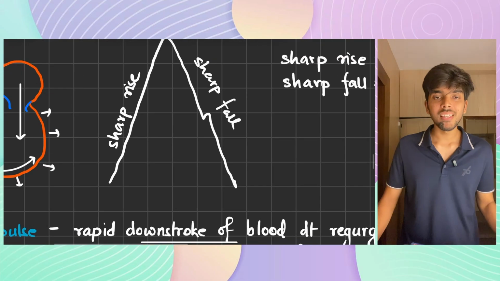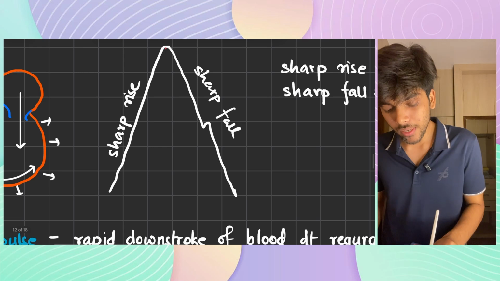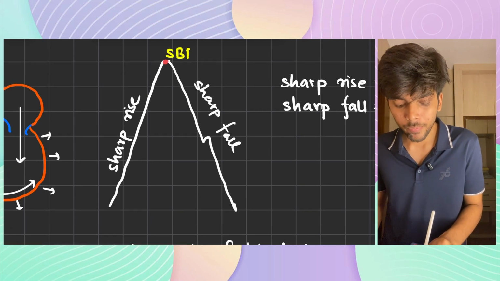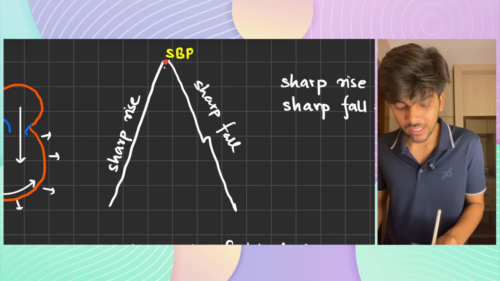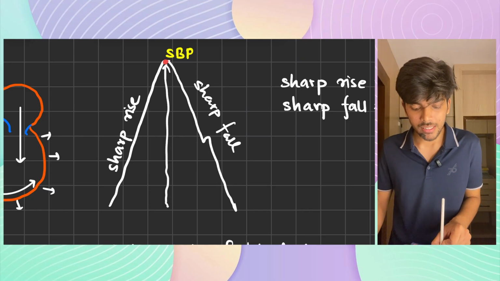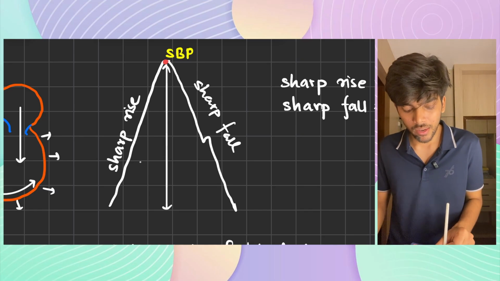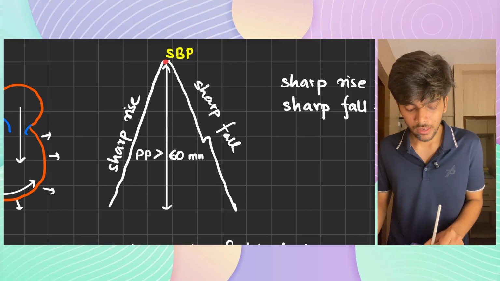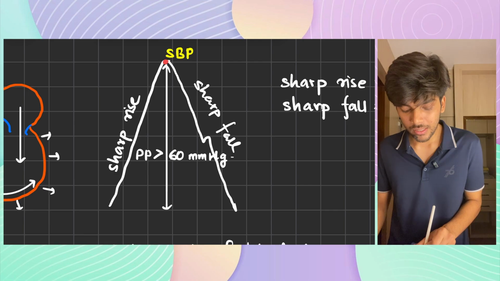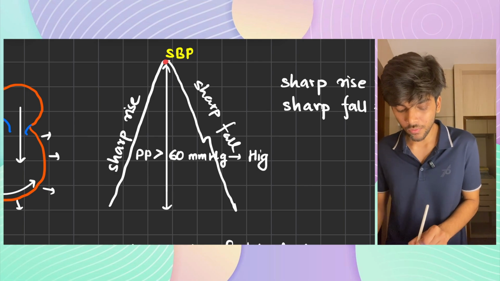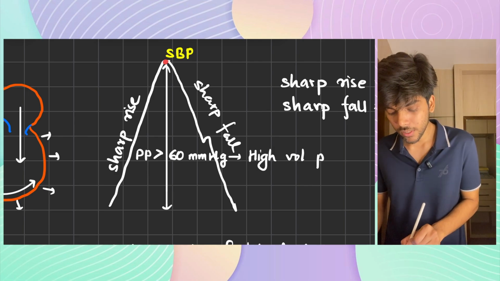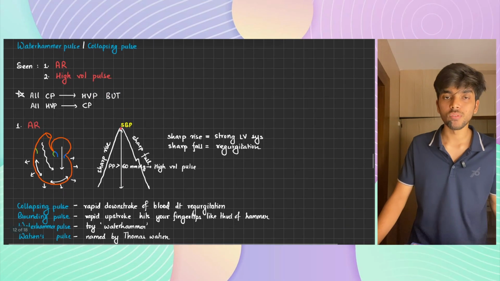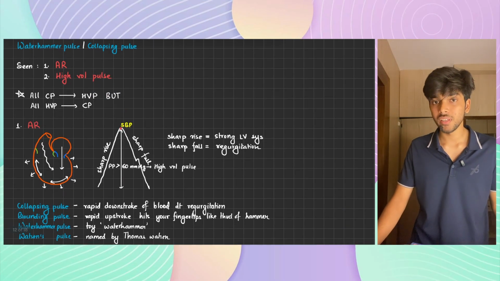Alright, since there is a sharp rise in pressure, obviously the systolic blood pressure is high. Since the systolic blood pressure is high, the difference between the baseline and the peak is also high. That means the pulse pressure is greater than 60 mm of Hg, and that is why what you get is a high volume pulse.